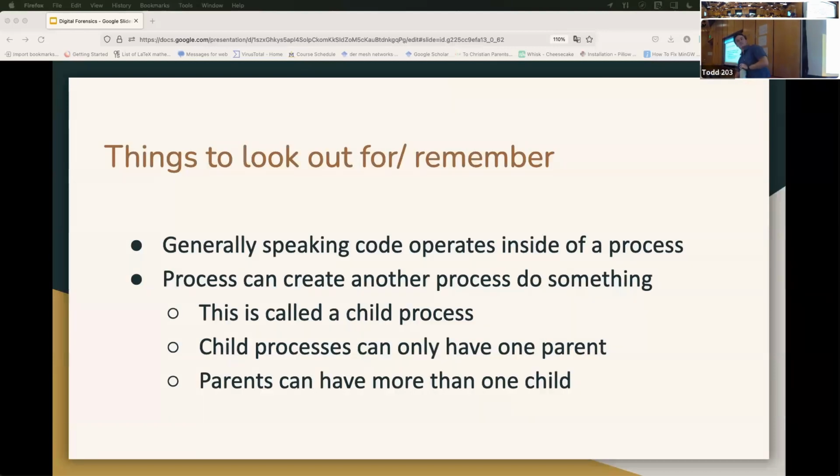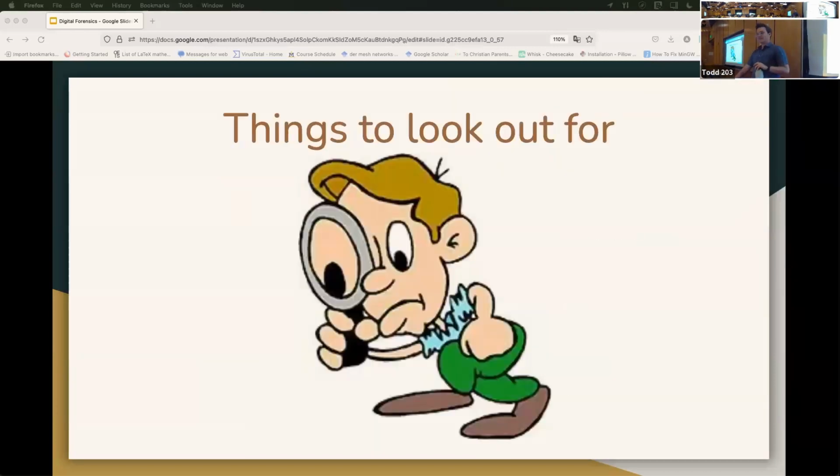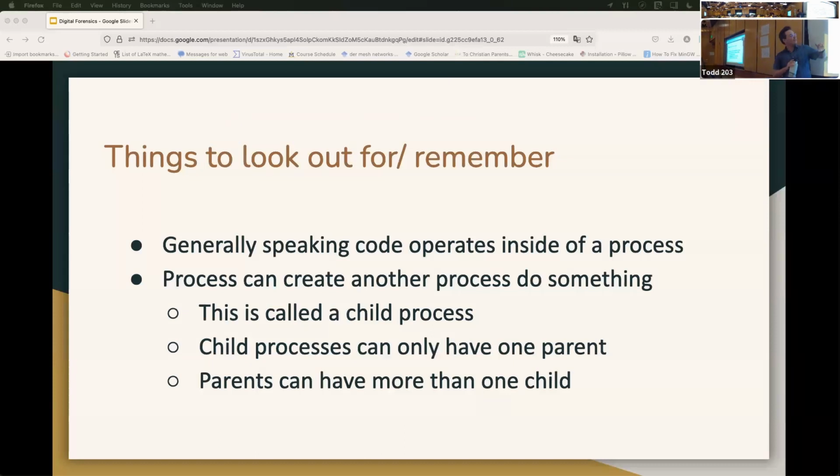Things to look out for and generally think about moving forward. Generally, code operates inside of a process, right? Processes can create another process to do something. This would be a child process. Child processes can only have one parent. Parents can have more than one child. These are just quick reminders, or for people who aren't CS, some things to look out for as we start digging into these memory files.